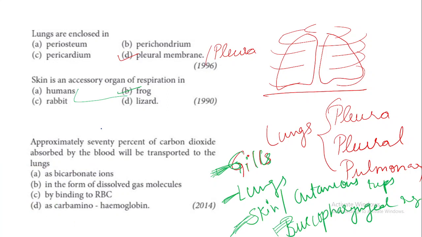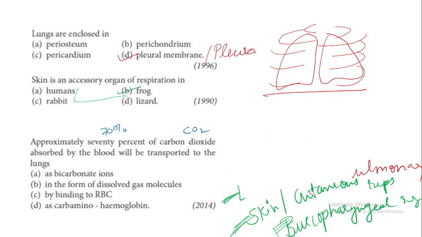Approximately 70% of carbon dioxide absorbed by the blood is transported to the lungs in what form? Now, coming to this concept of transport of carbon dioxide, if you remember, I gave you an example that carbon dioxide travels in three ways: it takes the premium way of moving around in a cab, then it can move by public transport like the bus, and it can also move by road. This was just an example to help you understand how the process takes place, so let's come to that part again.